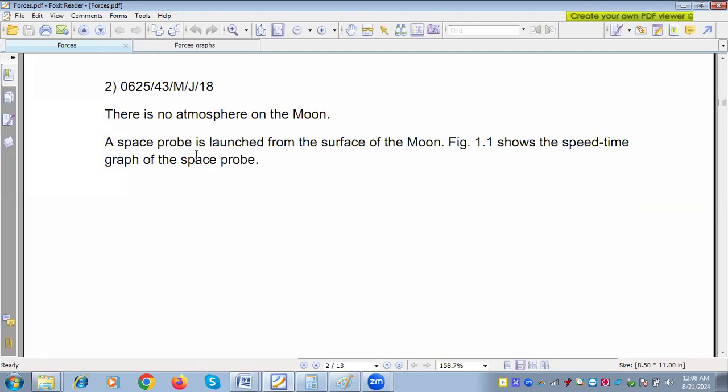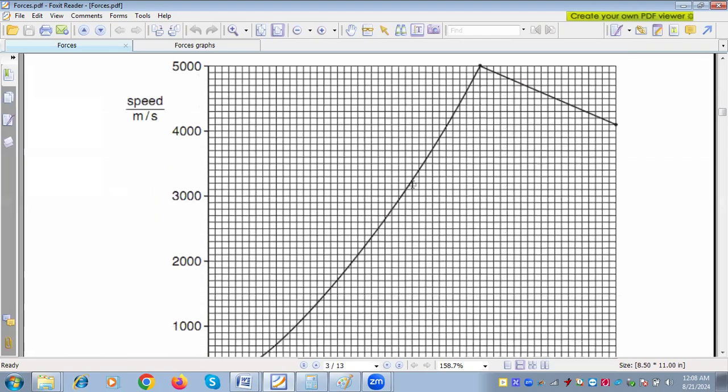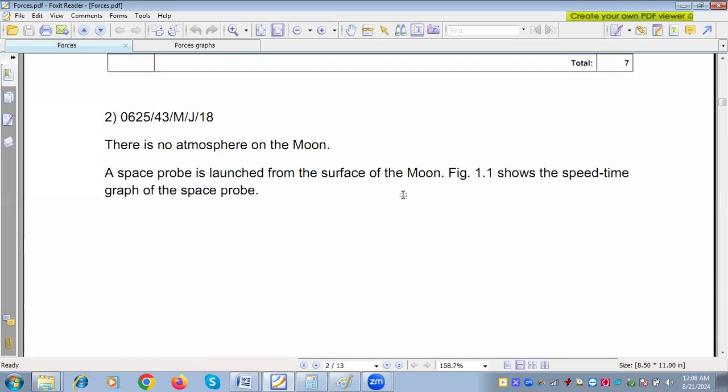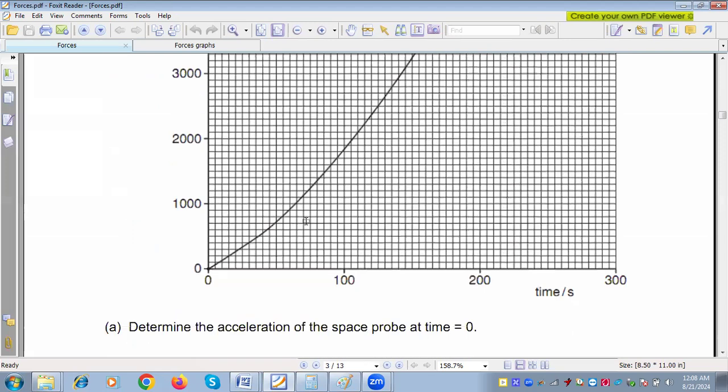Now question number 2, that is variant 43, May/June 2018. There is no atmosphere on the moon. A space probe is launched from the surface of the moon. Figure 1.1 shows the speed time graph of the space probe. In my worksheet, this is question number 2, but in the paper, it is question number 1.